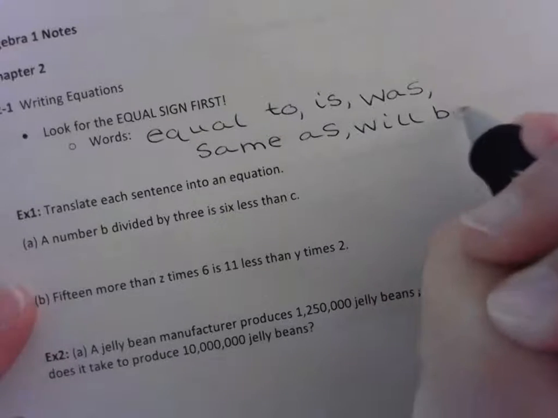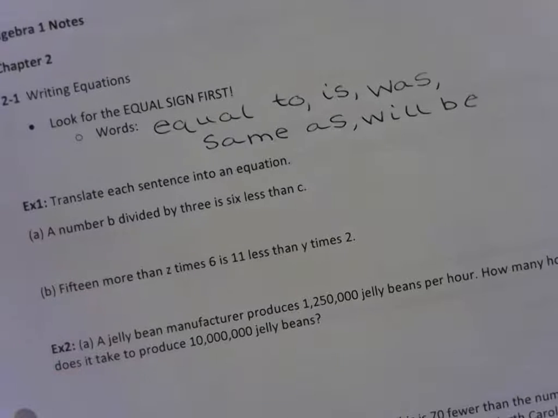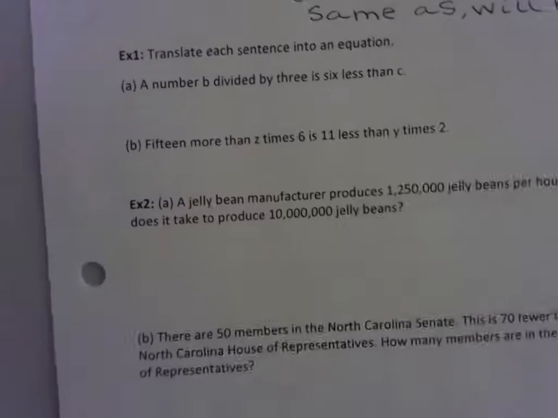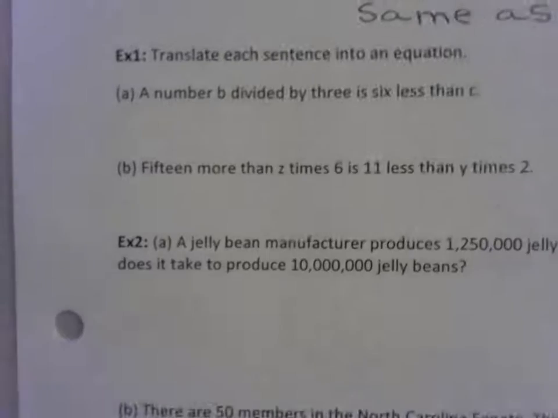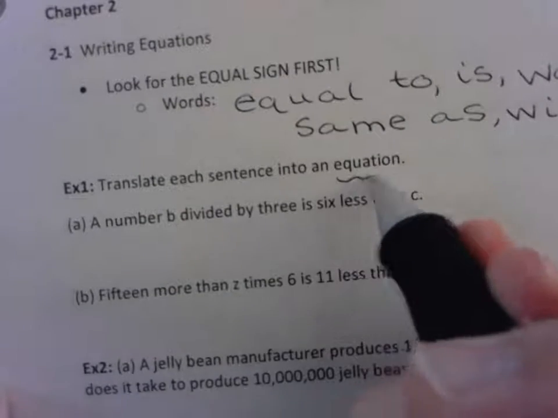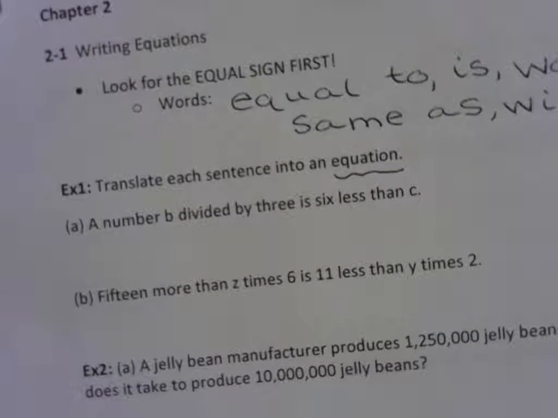Any other ones? Will be. Might be another phrase. So we're doing the same thing we did in the last chapter, except I'm adding an equal sign to it. So we're still looking at that table we made in the notes, where if I give you 2 times a number times 4, how do I write that out? It's the same thing, except now we're adding an equal sign. So we like looking for where the equal sign is first and then going from there. As I look at example 1, translate each sentence into an equation. So I need an equal sign.